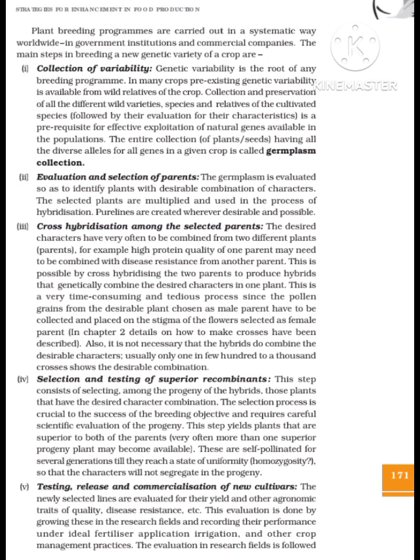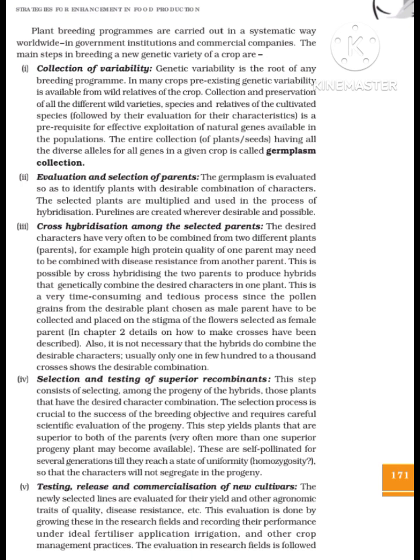2. Evaluation and selection of parents. The germplasm is evaluated so as to identify plants with desirable combination of characters. The selected plants are multiplied and used in the process of hybridization. Pure lines are created wherever desirable and possible.